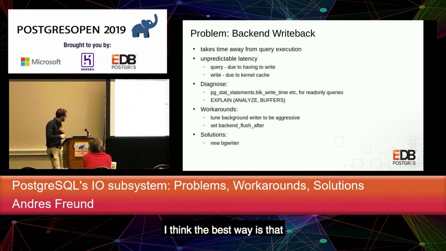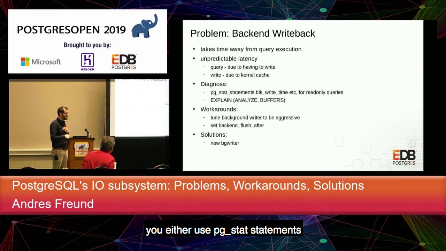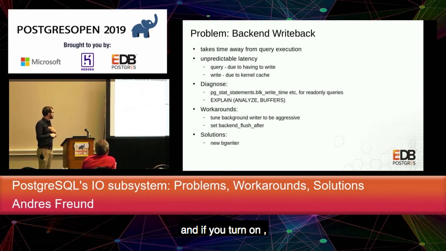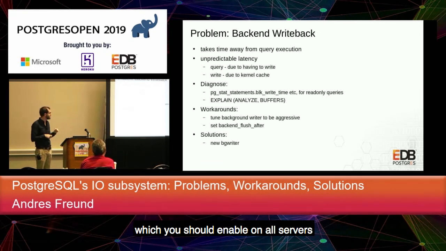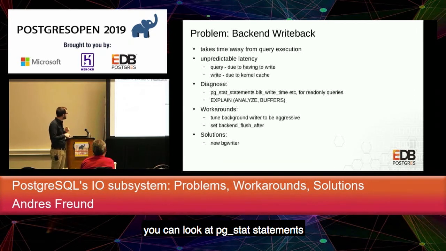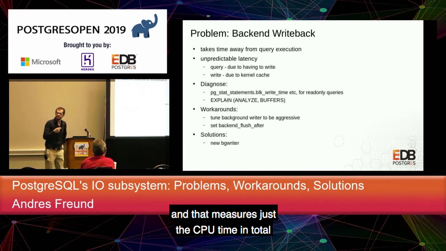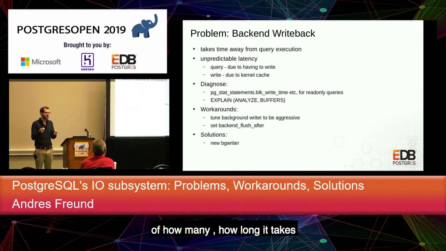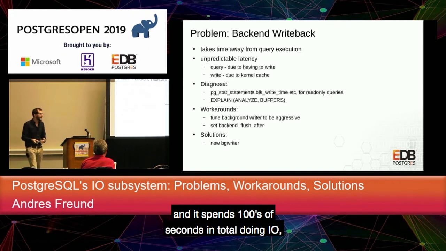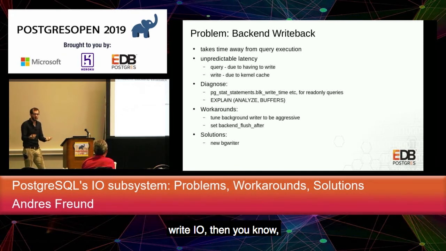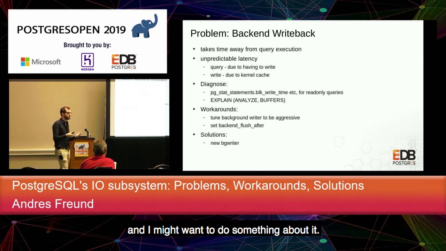I think the best way is that you use pg_stat_statements, and there's also a Postgres setting called track_io_timing, which you should enable on all servers. If you have enabled that, you can look in pg_stat_statements, and there's the block write time, and that measures the total time it takes for that query to write out data. And if you have a query that should not cause a lot of I/O, for example because it's a select, and it spends hundreds of seconds in total doing write I/O, then you know you probably have this problem, and you might want to do something about it.